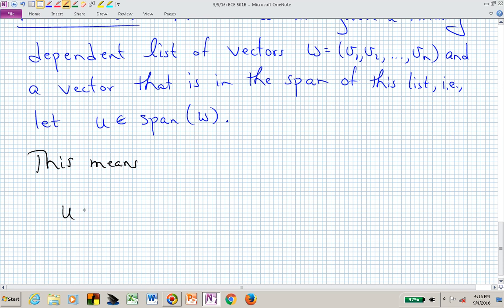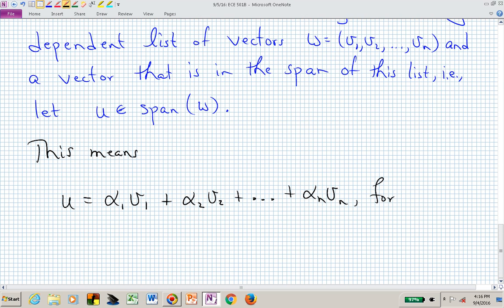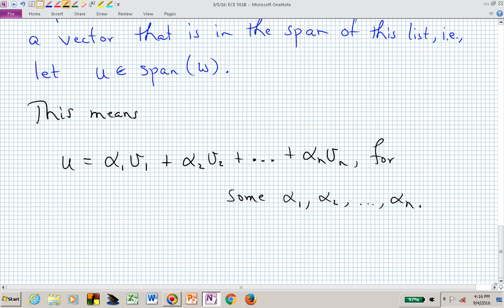that now says that u is equal to alpha 1 v1 plus alpha 2 v2 up to alpha sub n v sub n. And that's for some non-zero scalars, alpha 1 through alpha sub n. Some of those scalars could be 0, but you have to have at least one that's not, if u is in the span of those vectors v1 through v sub n.